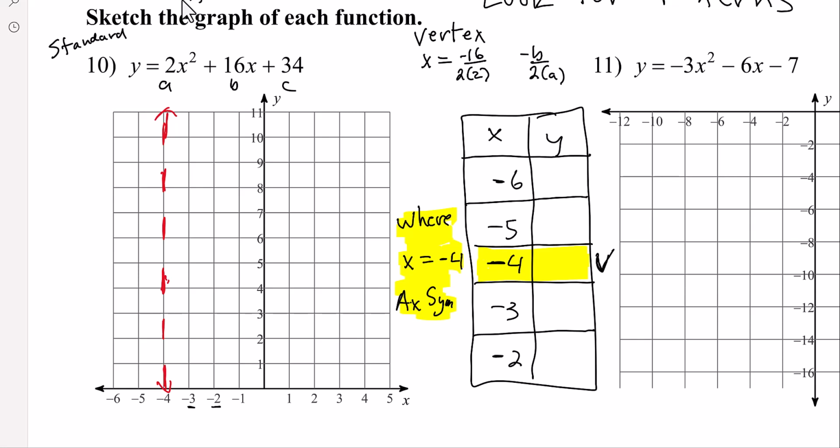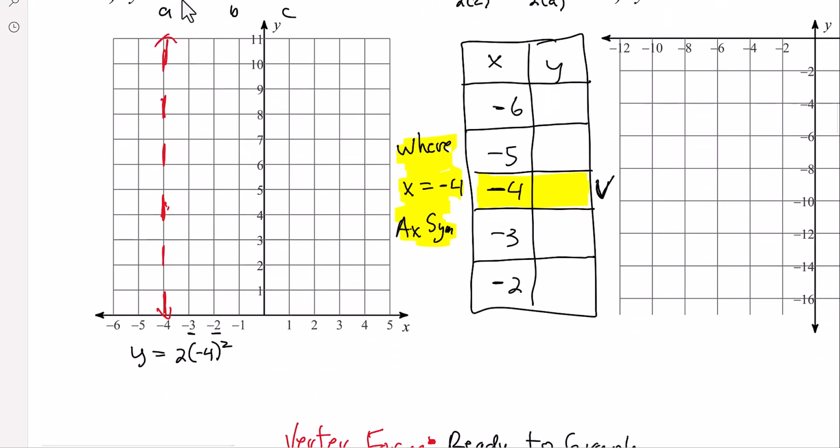We're going to take negative 4 and plug it into that equation right there. So y is equal to 2 times negative 4 squared. Negative 4 squared is 16. Positive 16 times 2 is 32. Plus 16 times negative 4, that's negative 64. Well, those two add to be negative 32. And then plus 34. So negative 32 plus 34 is positive 2. So negative 4, positive 2, that's our vertex right there.